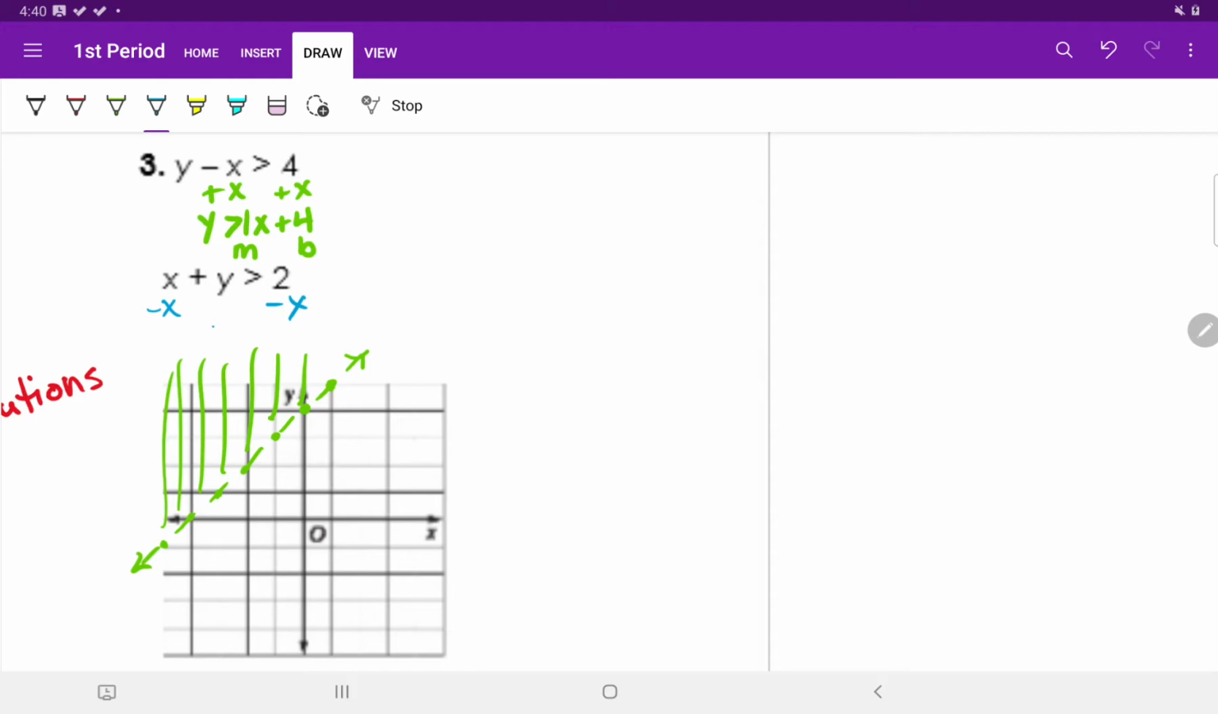We'll need to subtract x from both sides to get y by itself, and that gives us an m of -1 and a b of +2. So -1 is going to go down 1 and to the right, and this line will also be dashed. We will shade above since y is greater than. So it looks like the area where these two shaded regions intersect is right here. So just a small area up at the top, and we can erase everything else.